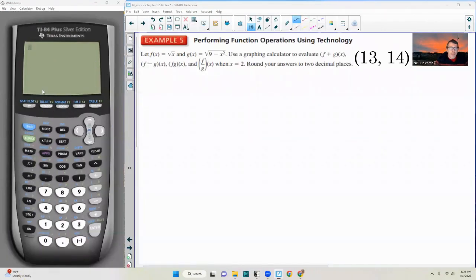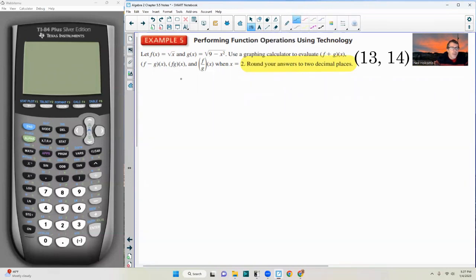Okay, example 5, performing function operations using technology. It says let f of x equal the square root of x and g of x equal the square root of 9 minus x squared. It says use the graphing calculator to evaluate these when x equals 2 and round your answer to 2 decimal places. Okay, so that's the key here. Please read directions. So when it says to round, you round to where they say. This could make a big difference on a standardized test. If you don't round to the right decimal place, you get the question wrong.